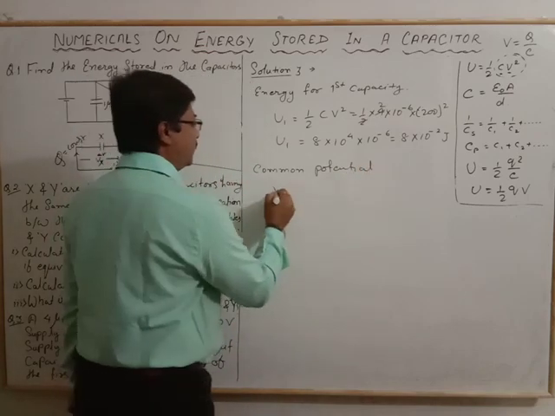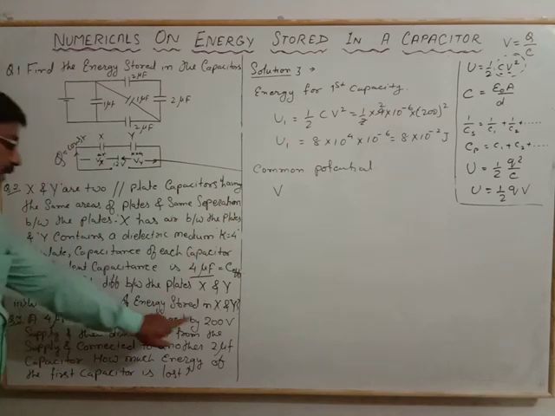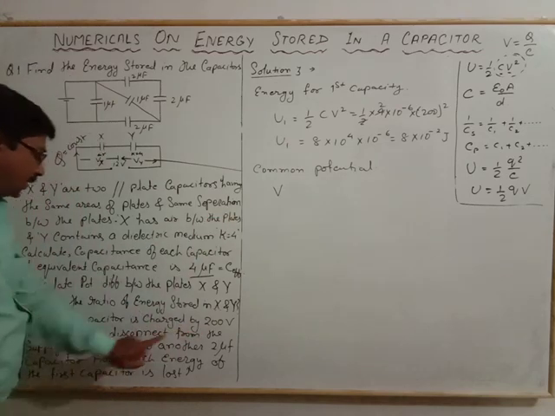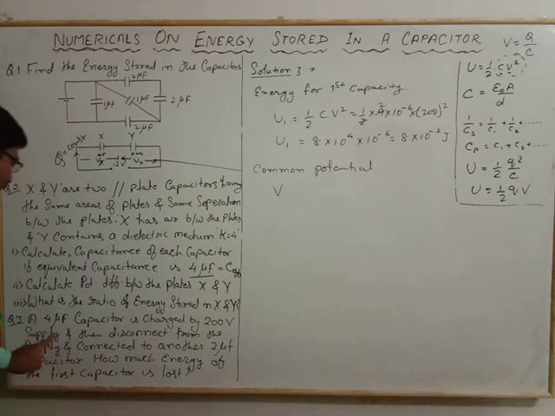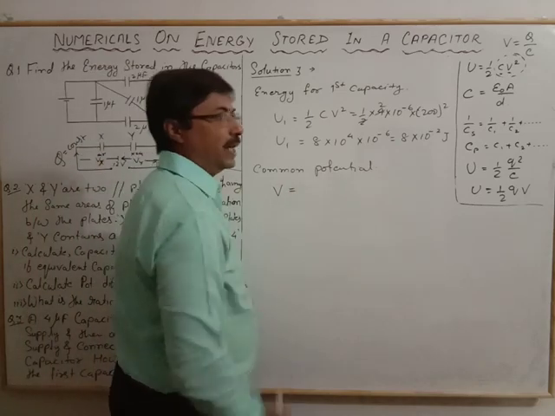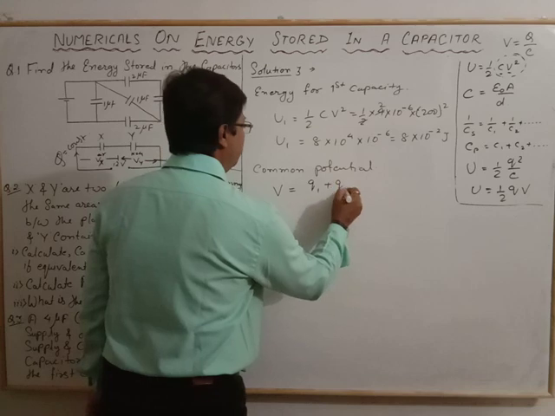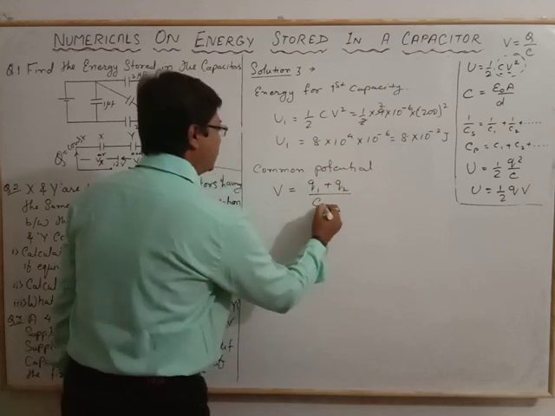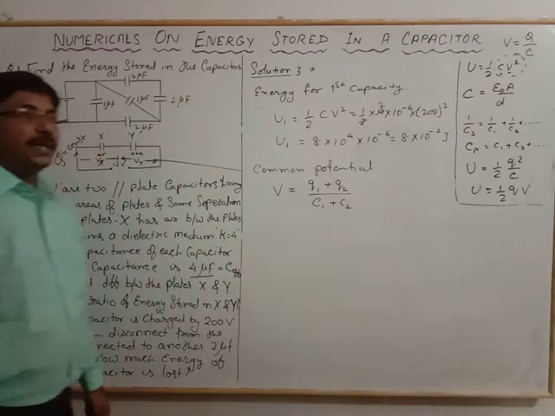The common potential V is, when the applied potential is removed and another capacitor of 2 microfarad is connected across the capacitor of 4 microfarad, the total charge Q1 plus Q2 divided by the capacitance C1 plus C2. That is the relation here.